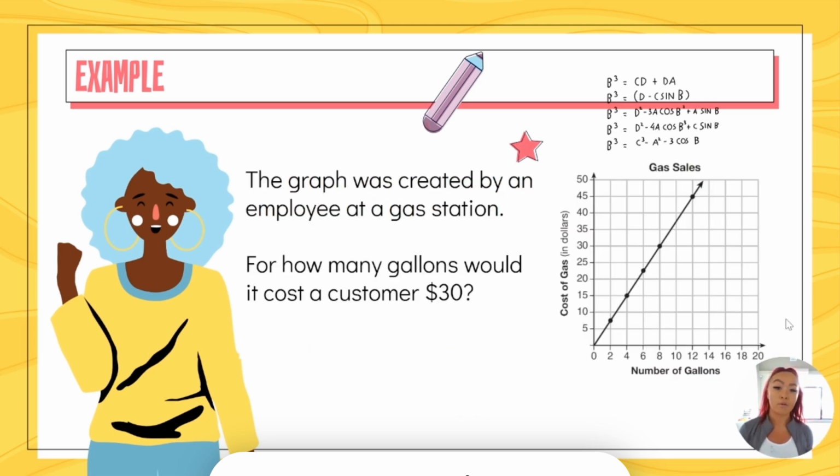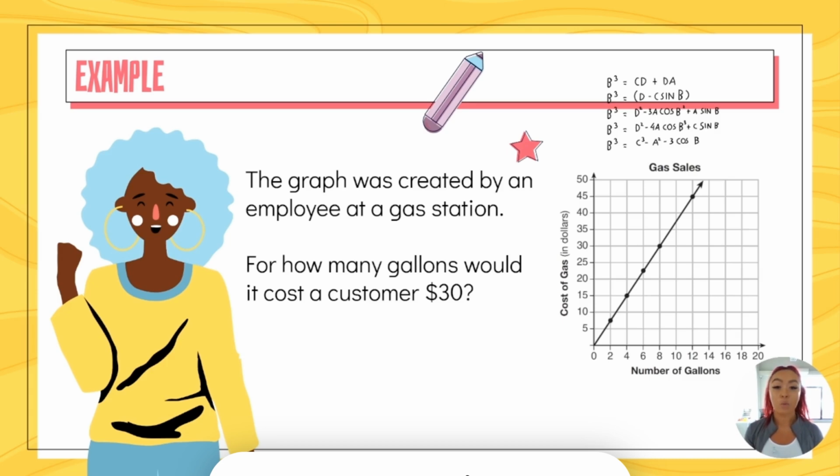Now let's look at a line graph. The graph was created by an employee at a gas station. For how many gallons would it cost a customer $30? So when we're looking at line graphs, we're looking at the X and Y axis and what they represent. So the x-axis here represents the number of gallons. The y-axis represents the cost of gallons in dollars.